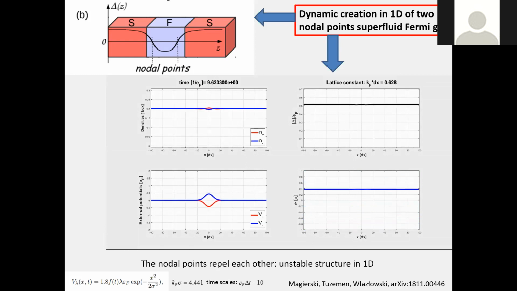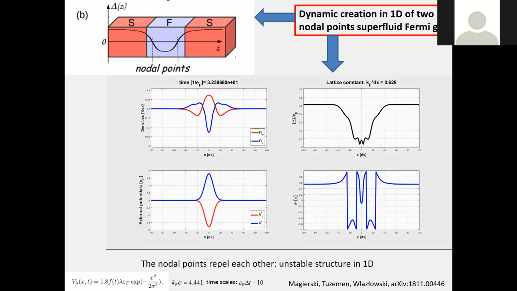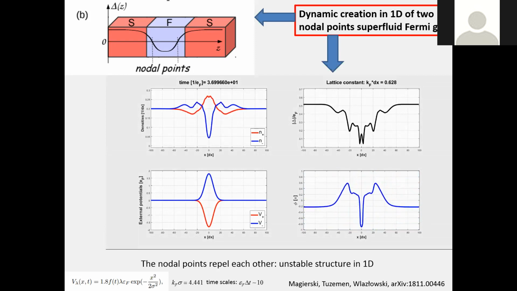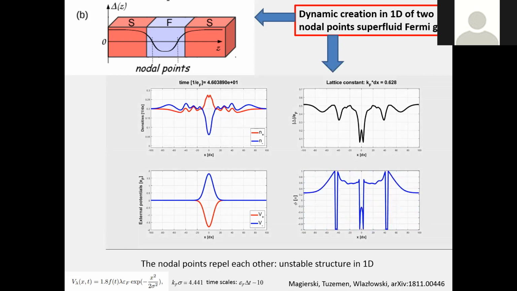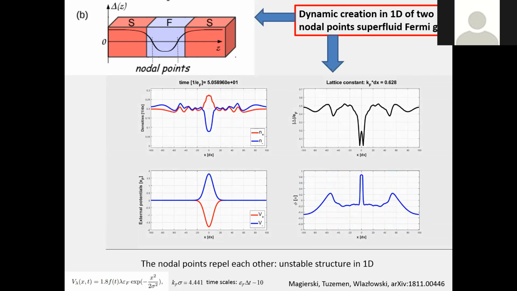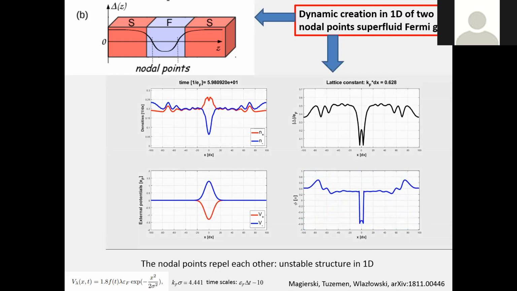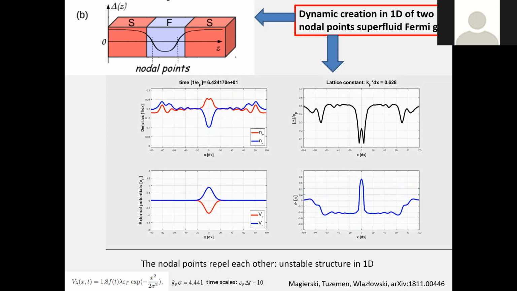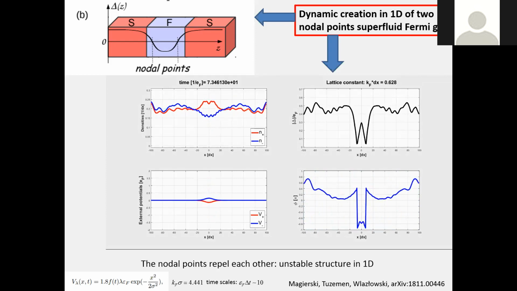Okay, so as I apply the potential, I induce polarization, and of course the magnitude of pairing is going down. As you can see here, I have this change of the sign of the pairing field, because the difference between the pairing outside and inside is equal to pi. But this structure is unstable because, as I showed you, these nodal points are repelling each other.